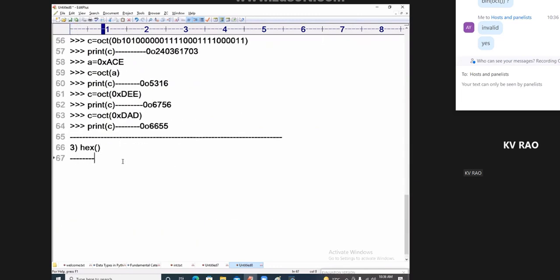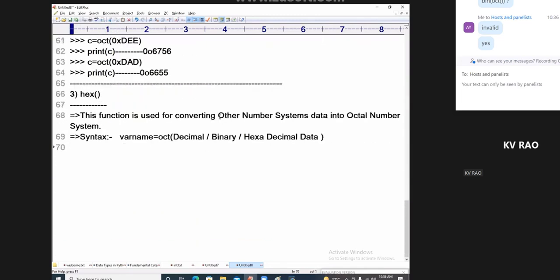Hex function, you only tell me. Why do you use it? Converting other number systems data into which number system data? Hexadecimal number system data. What is the function name? Hex. What is this? Decimal, binary, octal data. Decimal, convert into hex. Binary, convert into hex. And octal, convert into hex. Okay. Examples, I'm going to give you clarity here.